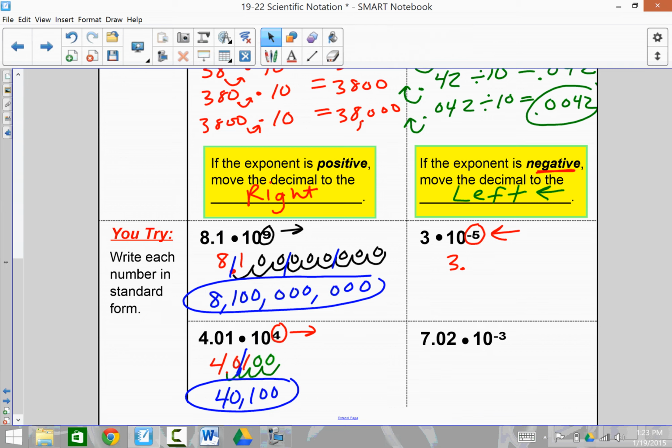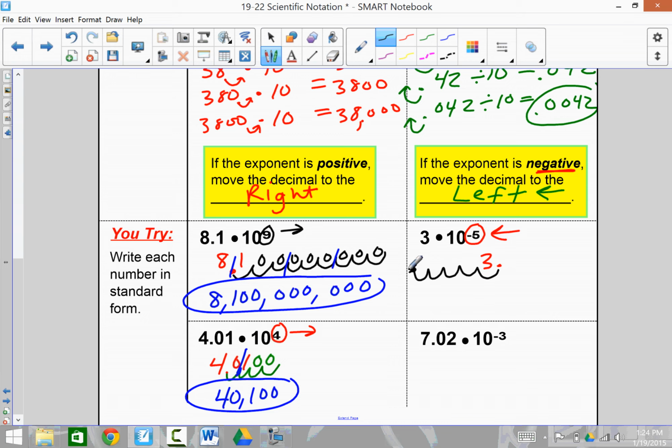Okay, and I'm going to move this over so I have some room here. Let's move our decimal point 5 places to the left, because we don't want a number that's too big. We want a number that's small. So 1, 2, 3, 4, 5. And that's where our new decimal point is. And all these empty spots we're going to fill in with a 0. So final answer, 0.00003. And there you go.